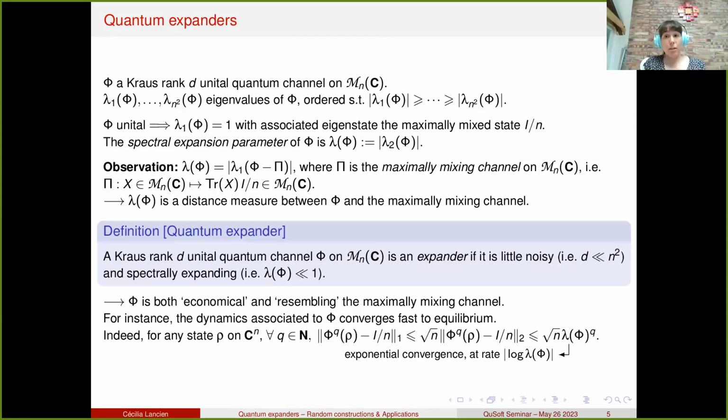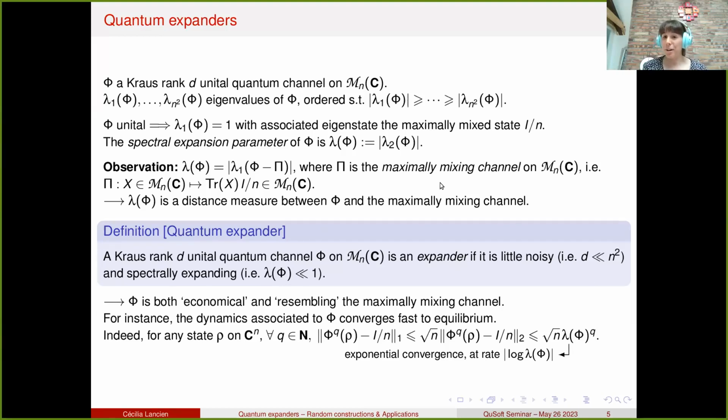And now we can again define what we will call a quantum expander. If you have a quantum channel phi on n times n matrices with Kraus rank D, we'll say that it's an expander if it combines again two seemingly incompatible properties of having a small Kraus rank. So it has Kraus rank D very small compared to n squared, the maximal possible Kraus rank, which is also the Kraus rank of this maximally mixing channel.